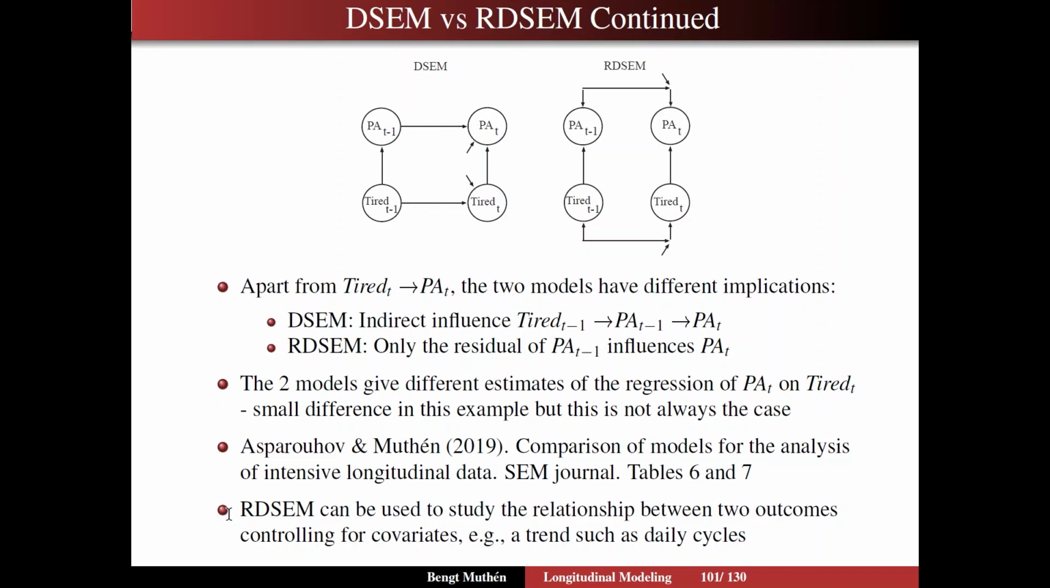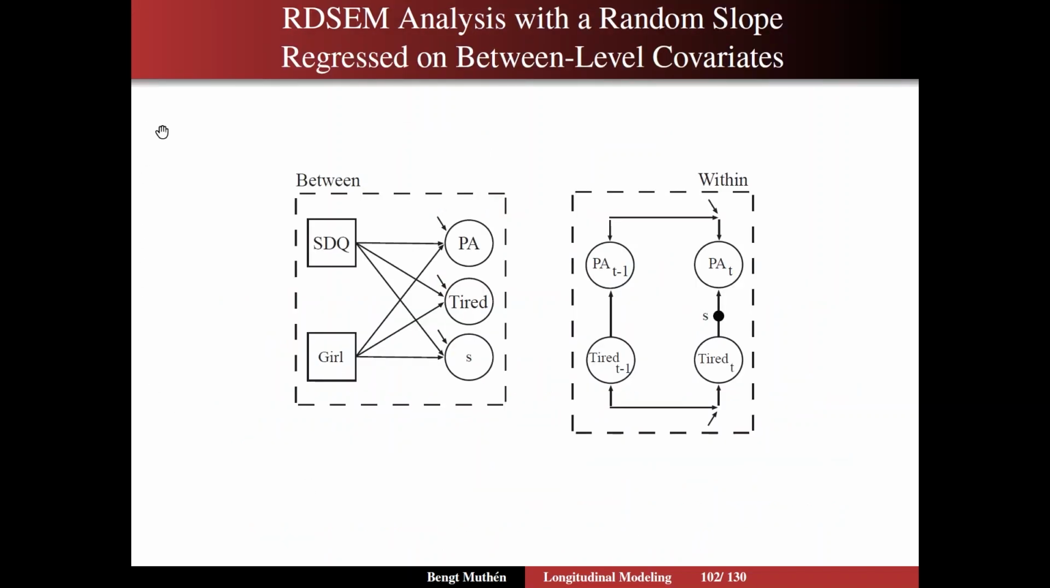Now RDSEM is useful for many things. For instance, I've used it a lot to study the relationship between two outcomes, controlling for covariates that are a function of time, like a trend, a downwards or upwards trend, or an up and down trend, such as daily cycles. Now, with this situation of RDSEM, we can extend that a little bit. So we're looking at RDSEM here. You recognize it because there's no direct autoregressive effects, only for the residuals.